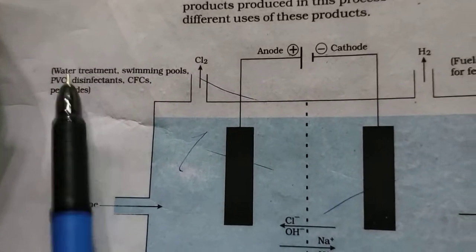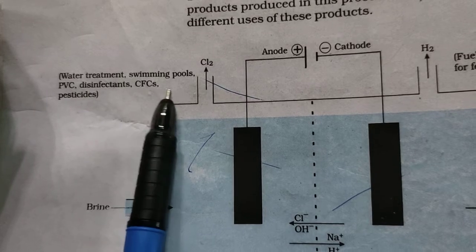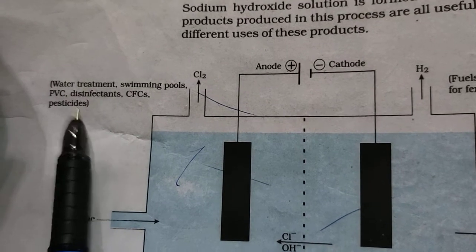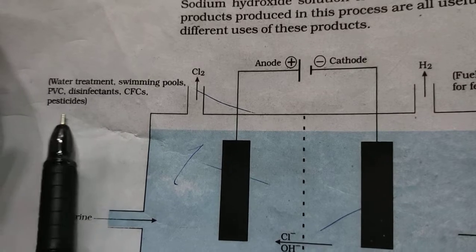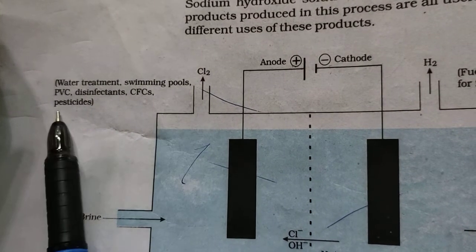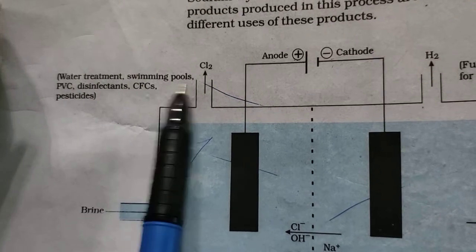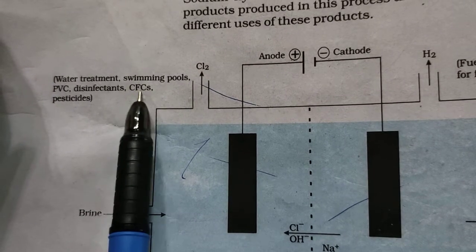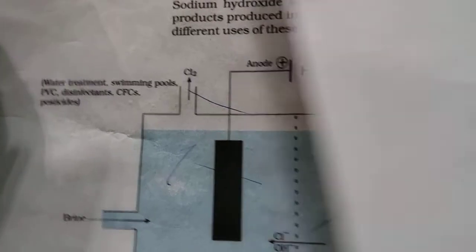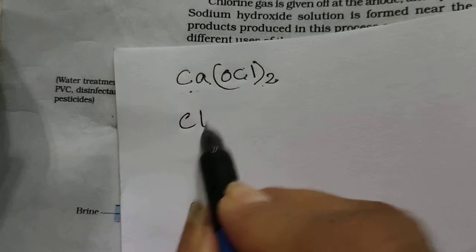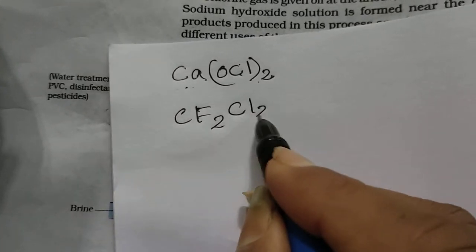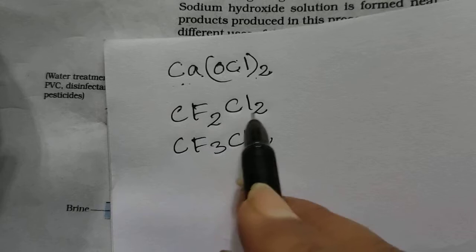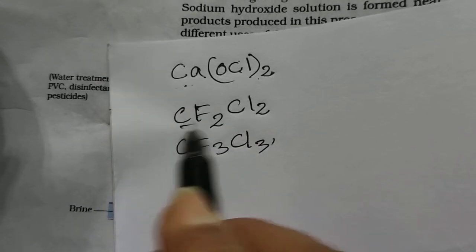You see the uses of chlorine: water treatment, swimming pools, PVC, disinfectants, CFCs, pesticides. CFC means chlorofluorocarbons. Pesticides kill harmful pests in our paddy fields. Water treatment is the cleaning of water; PVC is polyvinyl chloride. Chlorofluorocarbons have formulas like CF2Cl2 and CFCl3. This is called chlorofluorocarbon.